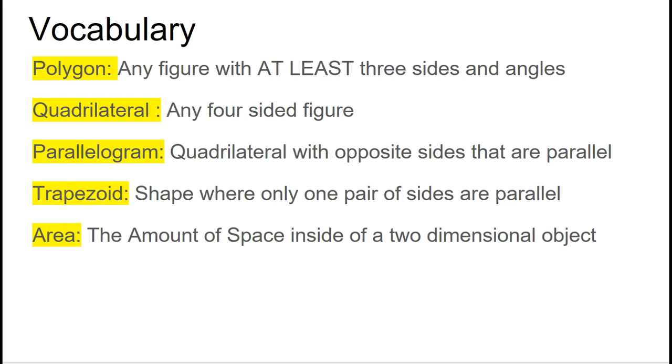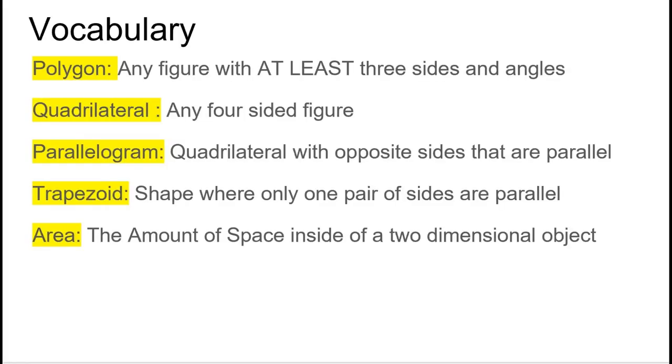Next word is quadrilateral. Quadrilateral is just any 4-sided figure. So squares and rectangles, parallelograms would all be examples of quadrilaterals. A parallelogram is our next word, and a parallelogram is just a quadrilateral where the opposite sides are parallel.